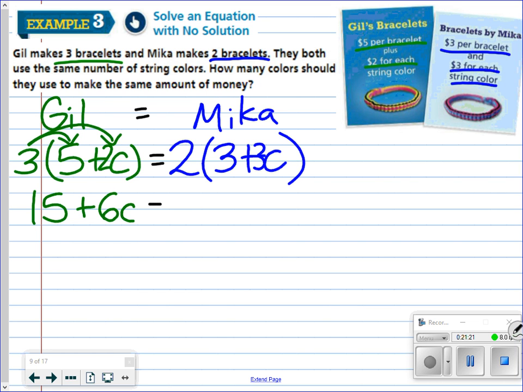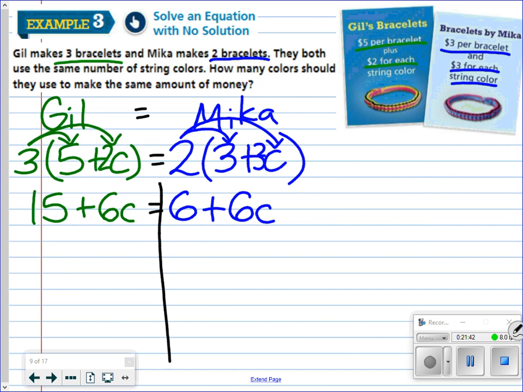Okay. I'm going to do the same on Mika's side. I'm going to distribute this 2. Where did that come from? All right, 2 times 3 is 6, and 2 times 3C is 6C. All right.